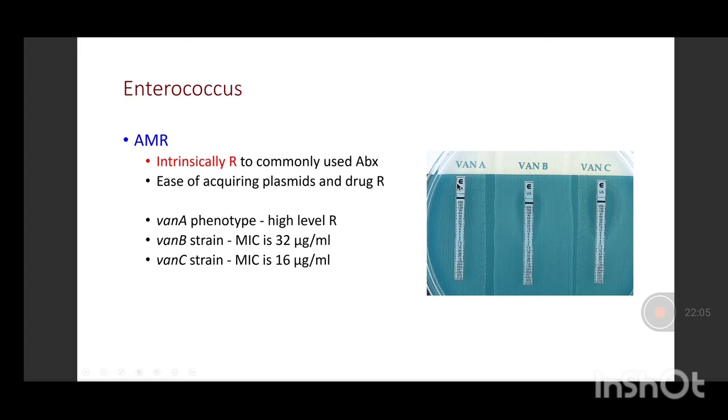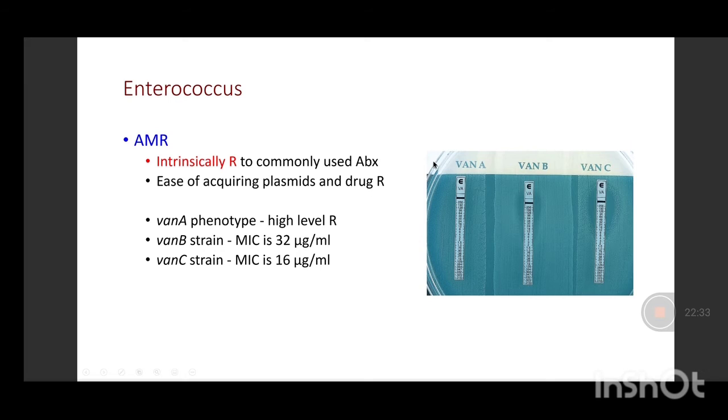Another important property of Enterococcus is their intrinsic resistance to commonly used antibiotics. Here, the commonly used antibiotics means the cephalosporin group, the large beta-lactam group, to which it is intrinsically resistant. There is also low-level resistance to aminoglycosides. So if you are using gentamicin or amikacin, it has to be at the higher side of dosing.